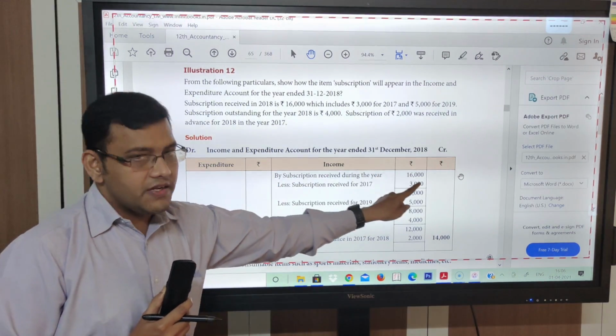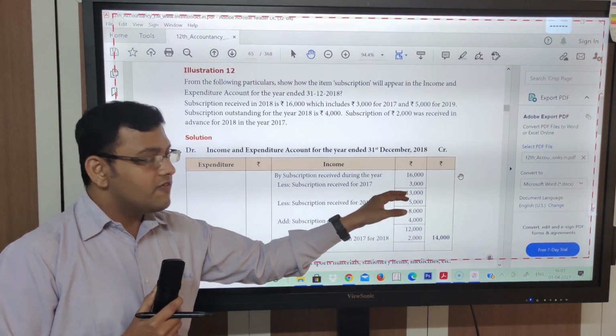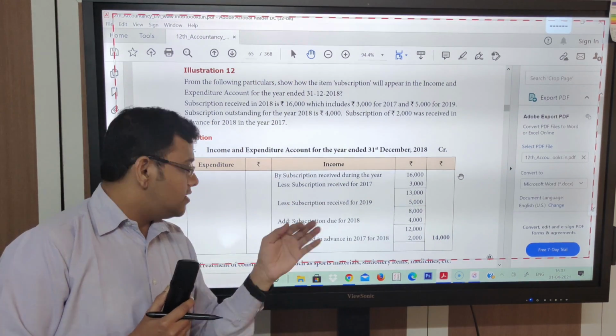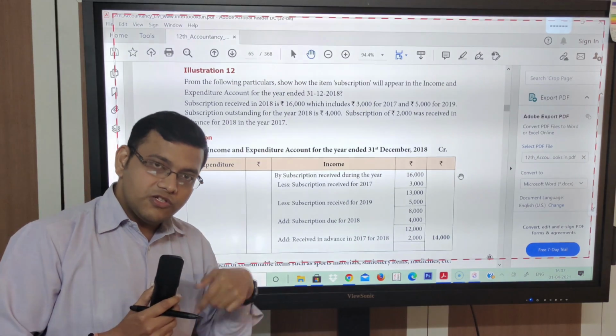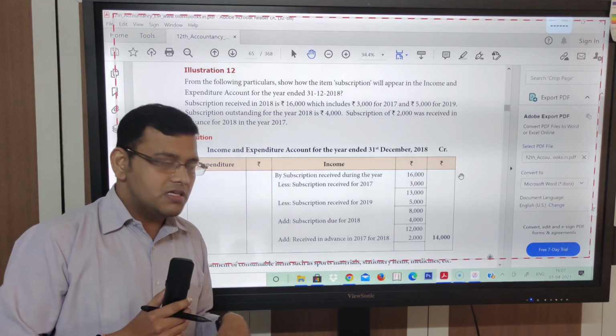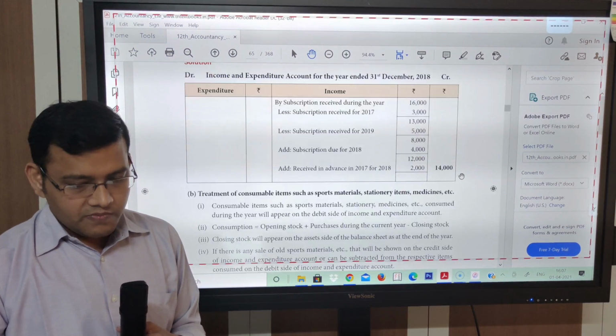So subscription received during the year, actual cash received. From there we will subtract the subscription which is received for 2017, which is for last year, and 2019, which is for the next year, and you will add the subscription which is due for this year, and also whatever advance you got pertaining to this year we will add, and you will get your subscription income as 14,000.